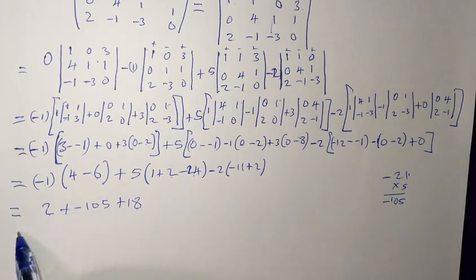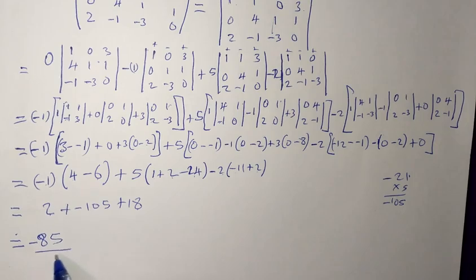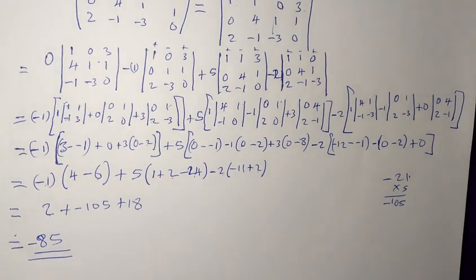When you subtract it from here, it means that the determinant of this particular matrix will give us minus 85. You see, it was a long journey, but I believe with this one you can solve a determinant of a 2 by 2, a 3 by 3, a 4 by 4, a 5 by 5 matrix.